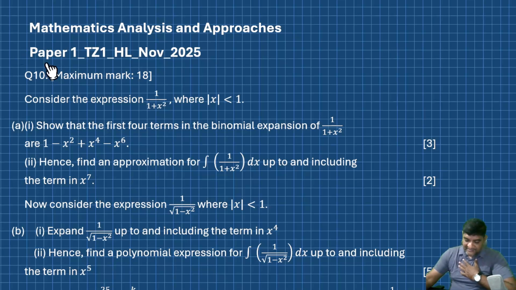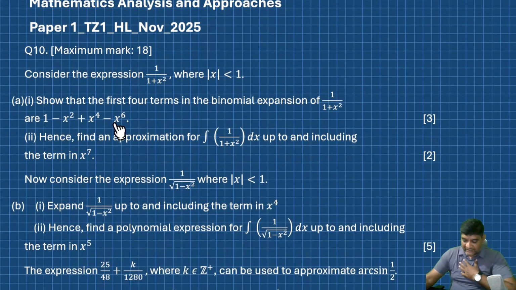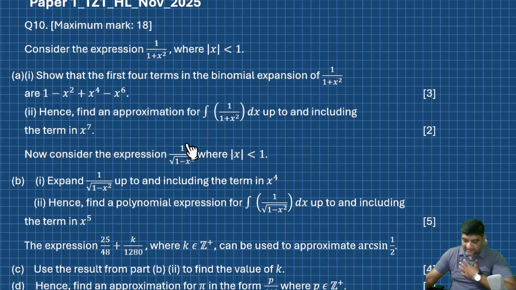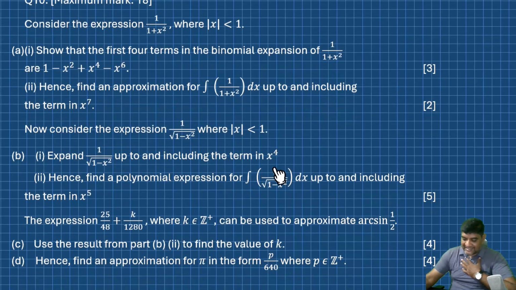Here he gives us an expression which is 1 over 1 plus x squared, and he wants us to find the expansion of it using binomial expansion, of course, and you will end up with something like that. Also, he has given us another expression for which again we're going to be applying binomial expansion to get some terms, and then using that we're going to find out the approximation of a certain number.